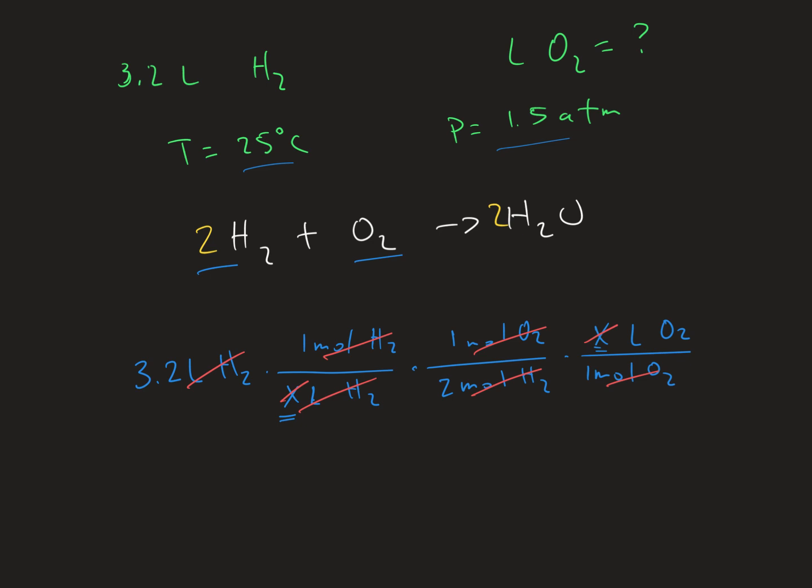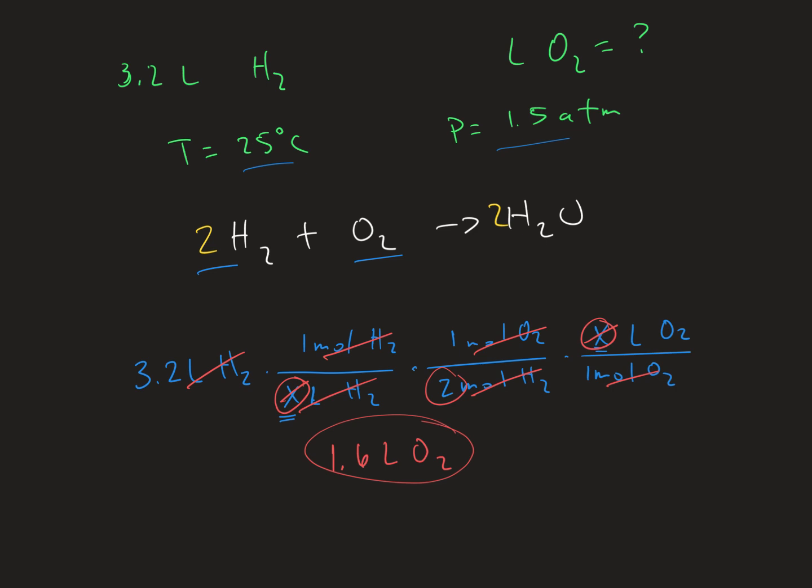It's 3.2 divided by 2. That's 1.6 liters of oxygen. Does that make sense? So we divided because of our coefficients, 2 H2. Because of that right there, yep. Okay. And we didn't have to know the volume because it's the same for each gas.